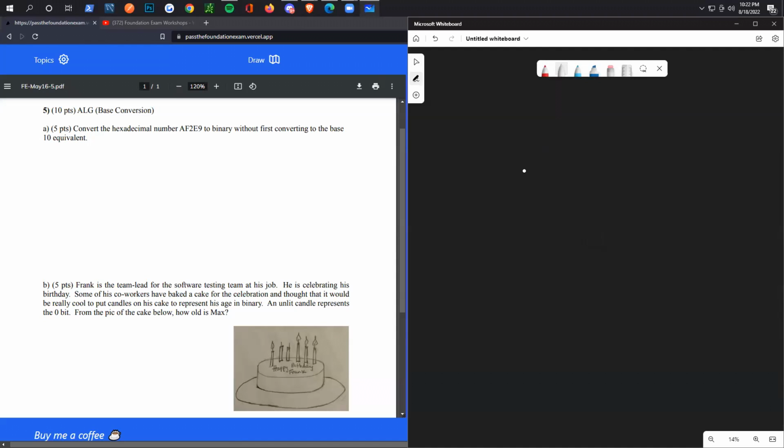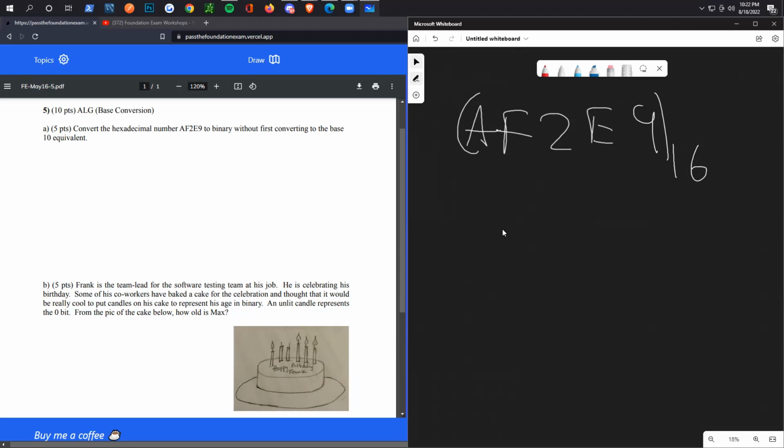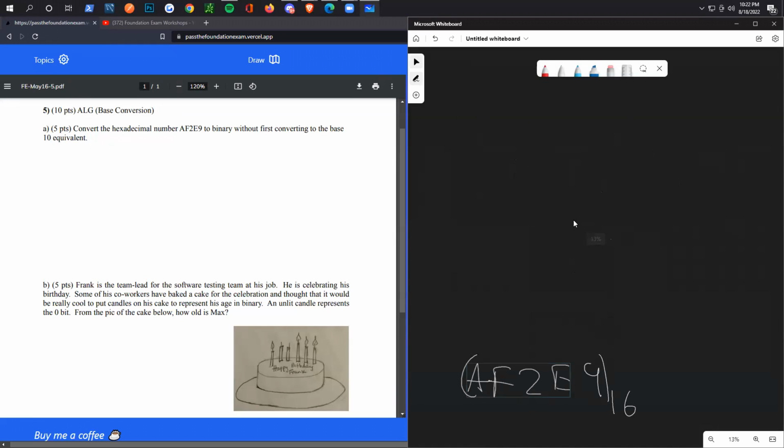Okay, convert hexadecimal number AF2E9 to binary without first converting to base 10 equivalent. So we have hexadecimal AF2E9, and that's going to be hexadecimal, so base 16. And pretty much we're just going to follow the same pattern that we did before, where, remember how for the previous question, I actually have it up here.